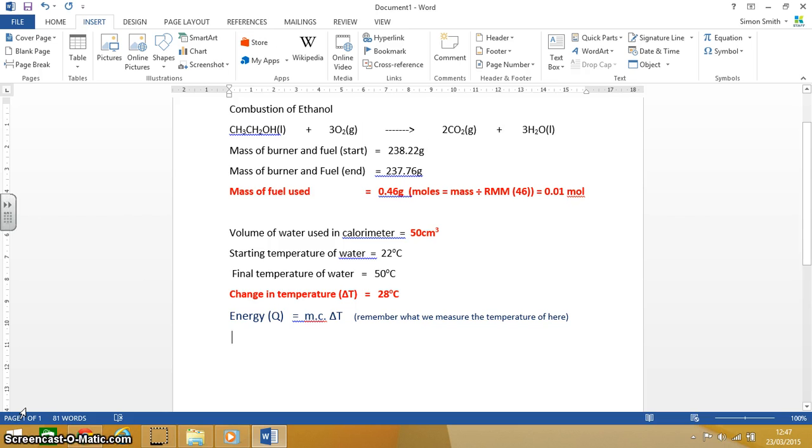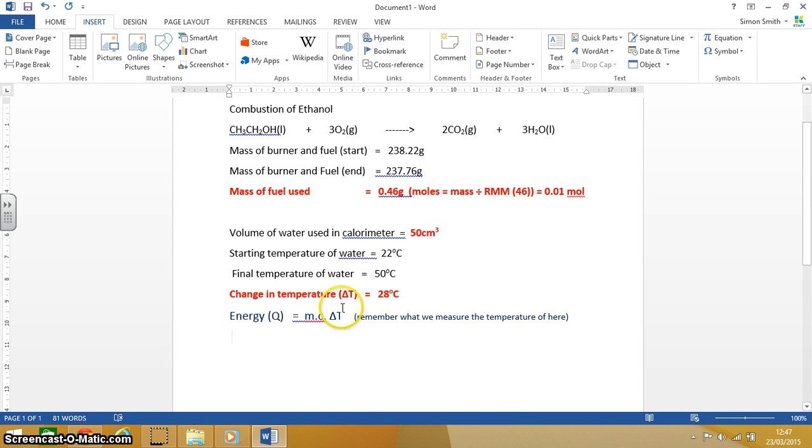The first part of the calculation we need to do is to work out how much energy burning 0.46 grams of ethanol actually gives to the water. And once again we use this general formula, which is often used in enthalpy experiments and calculations: energy equals mc delta T, where m represents the mass of whatever substance is changing temperature. In this case it was water. C refers to the specific heat capacity of the substance changing temperature, and delta T is the temperature change.